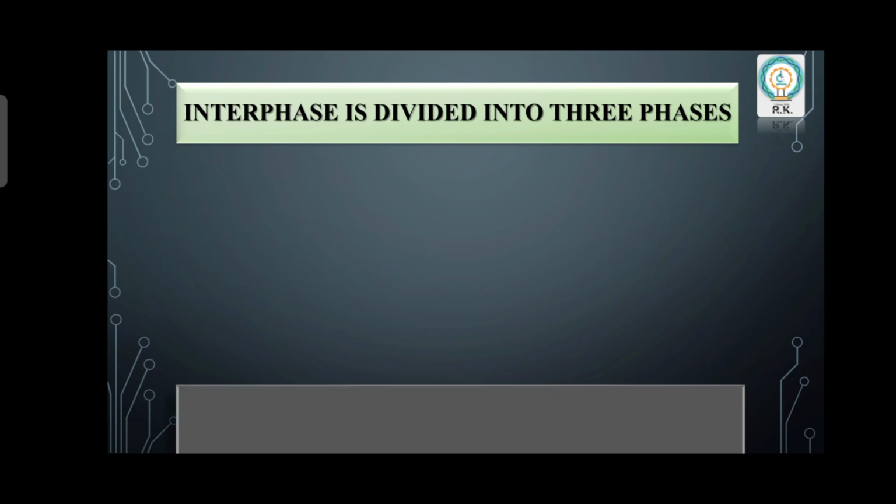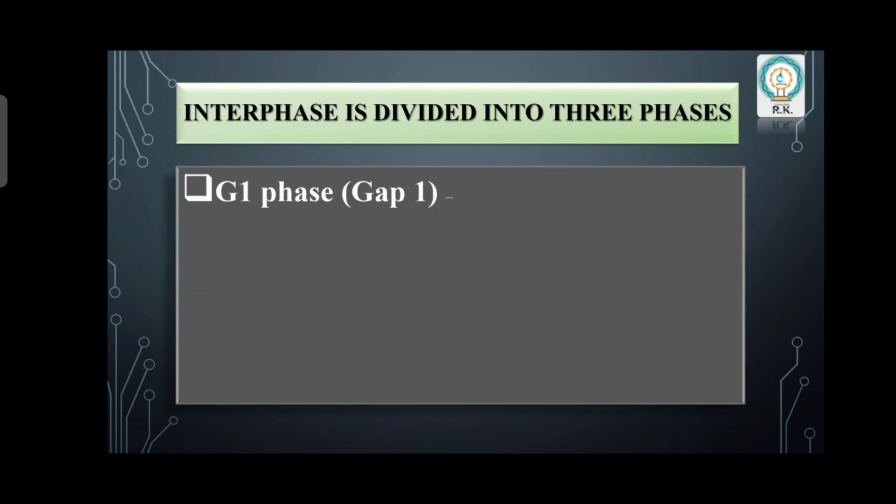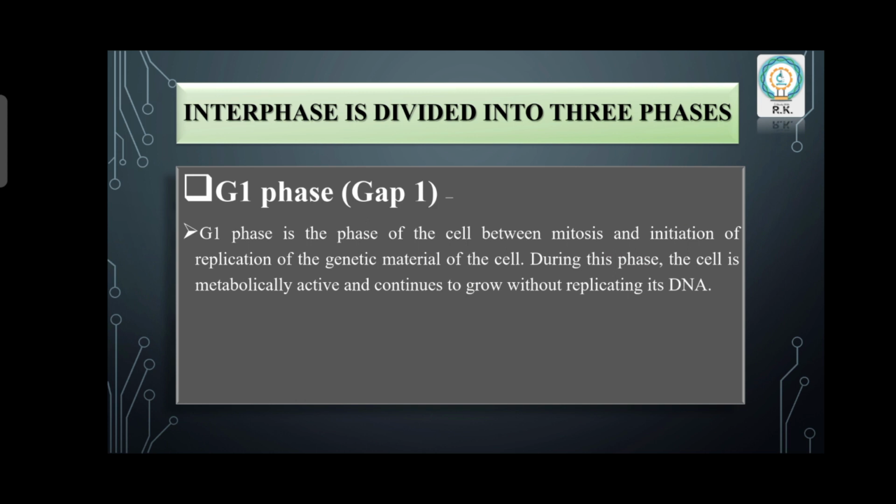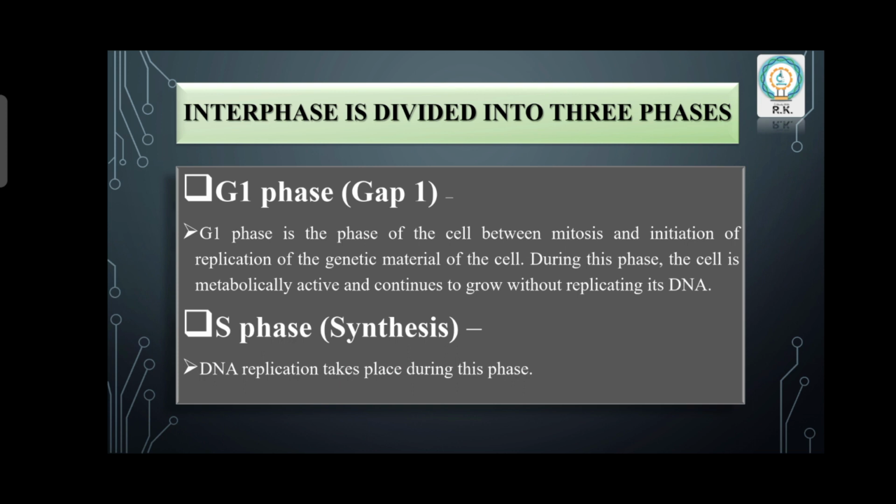Now interphase, as we said, is divided into three phases. What exactly happens in gap 1 phase? In G1 phase, the cell is going to prepare itself for S phase. For every phase, the cell will prepare itself for the next stage. So in G1 phase, the cell is going to prepare for S phase. What will happen in S phase? In S phase, there will be replication of DNA.